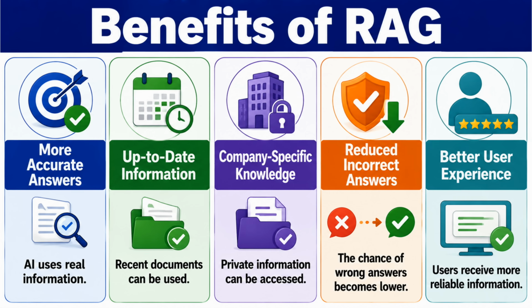What are the benefits of RAG? First one, more accurate answers. AI uses real information. Second one, up-to-date information. Recent documents can be used. Third one, company-specific knowledge. Private information can be accessed. Fourth one, reduced incorrect answers. The chance of wrong answers becomes lower. Fifth one, better user experience. Users receive more reliable information.